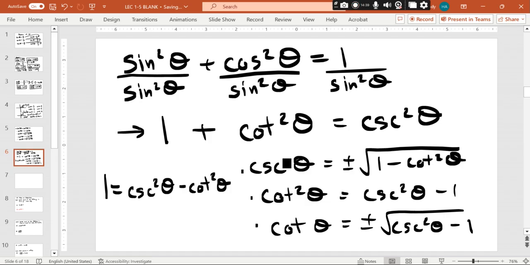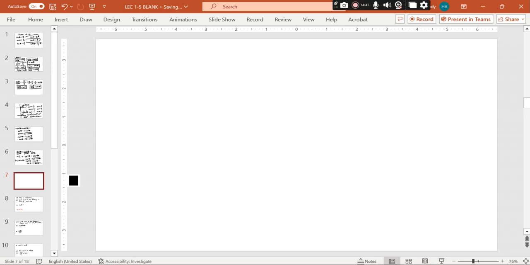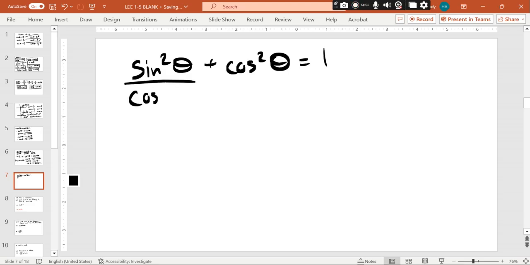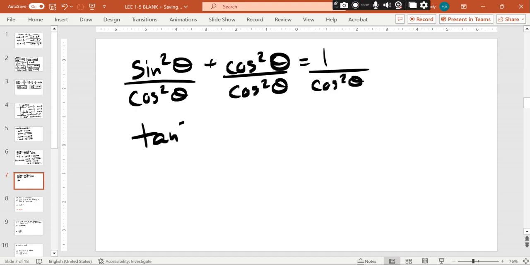Hipparchus, one more genius idea. Instead of dividing by sine squared theta, how about if I just divide by cosine squared theta and see what happens? Let's divide this thing by cosine squared theta. Cosine squared theta, cosine squared theta, and one more cosine squared theta. All right, sine divided by cosine. What does that mean? Sine over cosine is tangent. So tangent squared. These guys are exactly the same, they cancel. And the reciprocal identity to cosine.